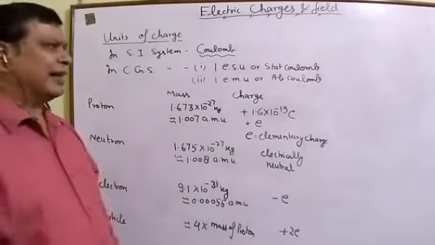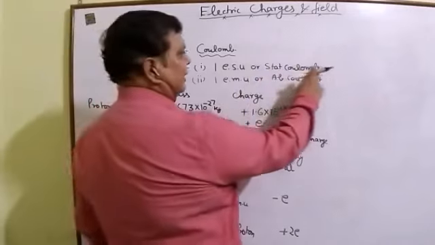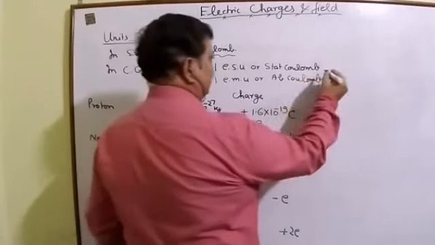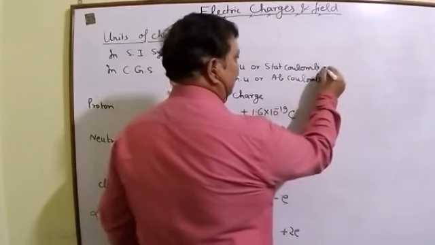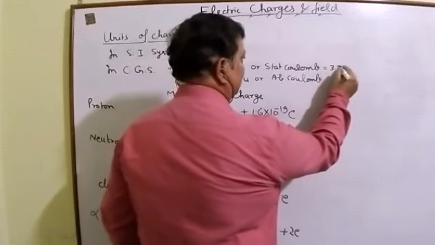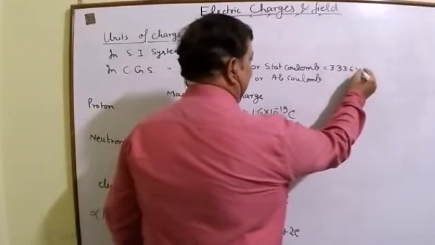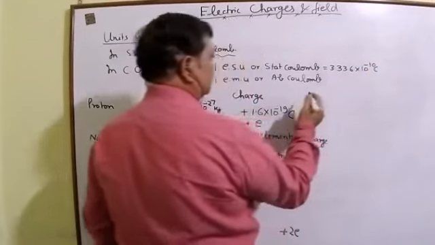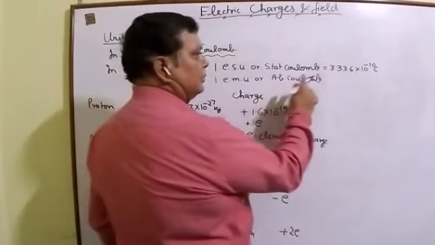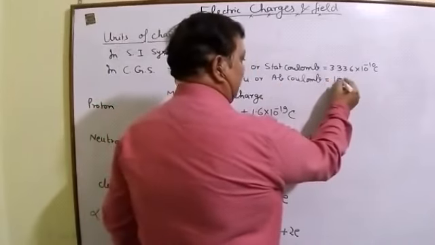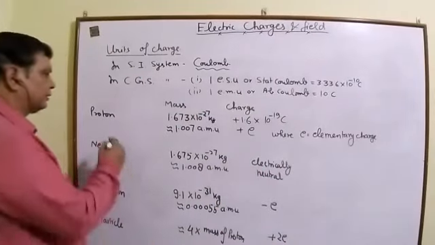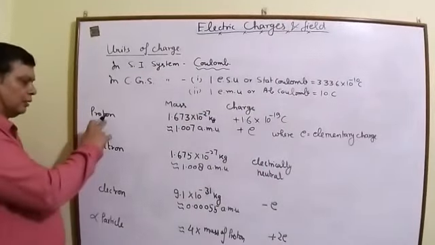Here, the relation between stat coulomb and the coulomb is like this: 1 stat coulomb equals 3.336 into 10 to the power of minus 10 coulomb, and 1 ab coulomb equals 10 coulomb. Got it? Now I am going to discuss these particles.